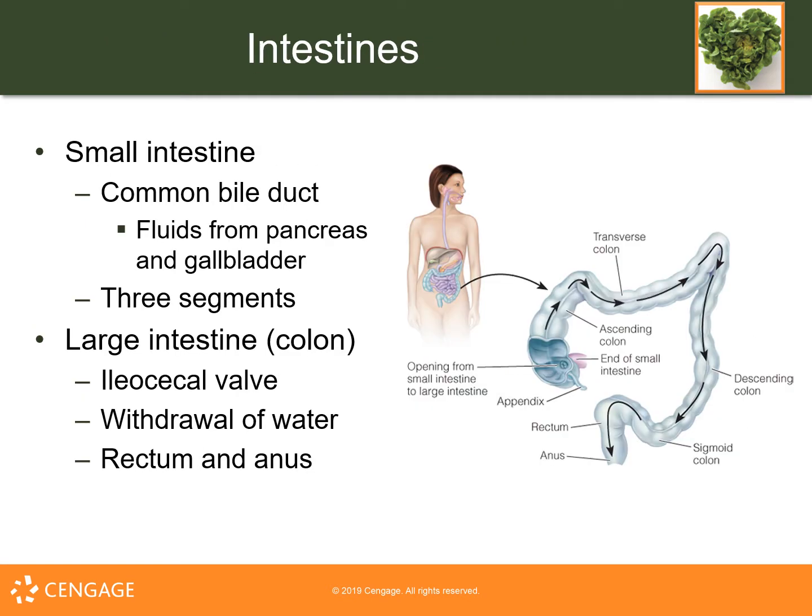Now that chyme is in the small intestine, there is further breakdown of nutrients, and the majority of absorption occurs here. I'll say that again. The majority of absorption occurs in your small intestine. The common bile duct drops liquids like bile into the small intestine from the pancreas and gallbladder to help with digestion. You have 3 segments of your small intestine: the duodenum, jejunum, and ileum. The ileocecal valve is the sphincter between the small and large intestines.